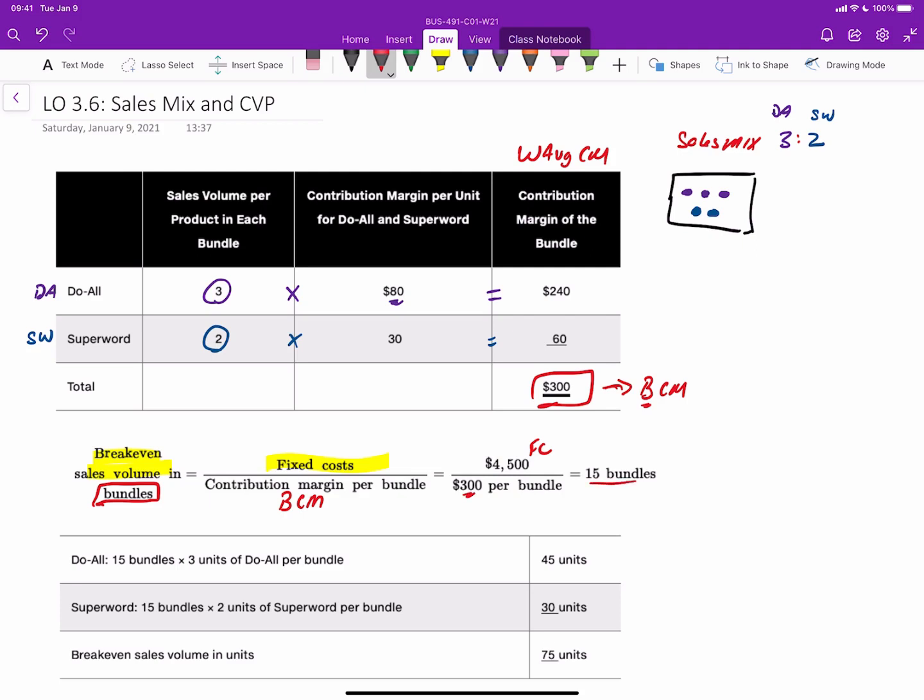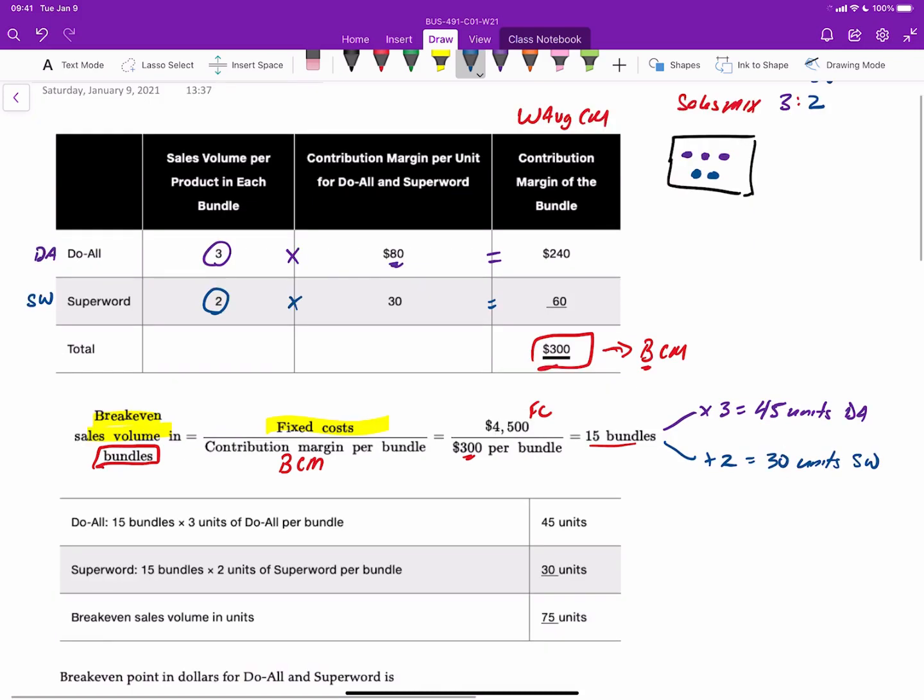Well, we're not quite finished. That's basically 15 total boxes of product that each contain 3 units of Do All and 2 units of Superword. So what we have to do, essentially, is make sure that we multiply by 3 units of DA to give us 45 units of DA, and we multiply by 2 to get 30 units of Superword. That's exactly what's going on down here, okay, except in a more visual format.